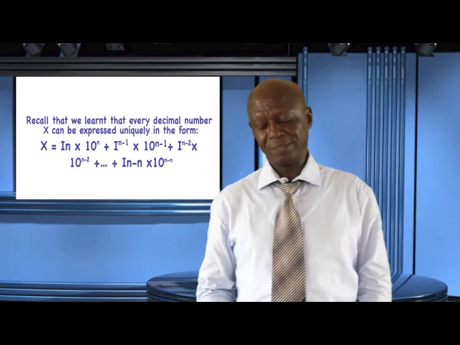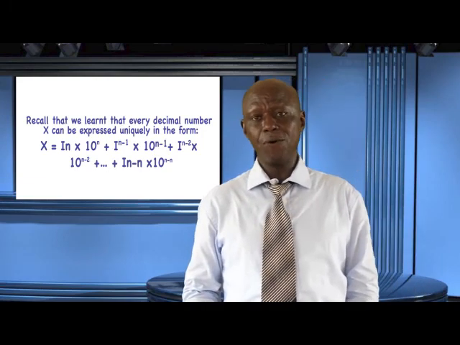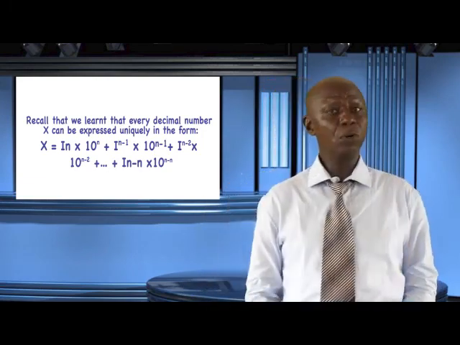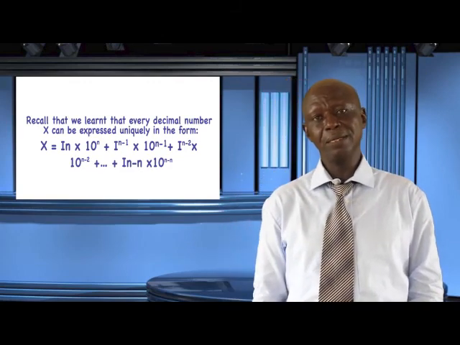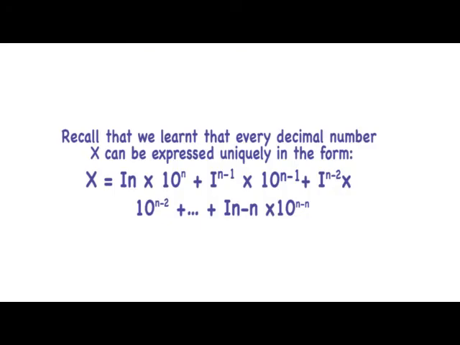x, can be expressed uniquely in the form x equals a subscript n times 10 raised to the power n, plus a subscript n minus 1 times 10 raised to the power n minus 1, plus a subscript n minus 2 times 10 raised to the power n minus 2, plus dot dot dot plus a subscript n minus n times 10 raised to the power n minus n. This is the expanded notation form.